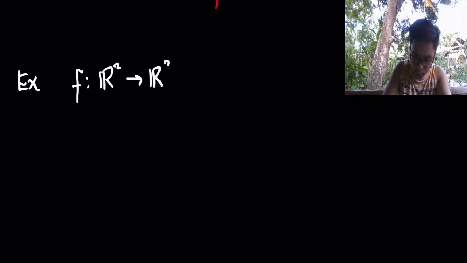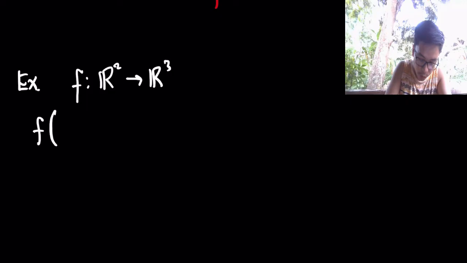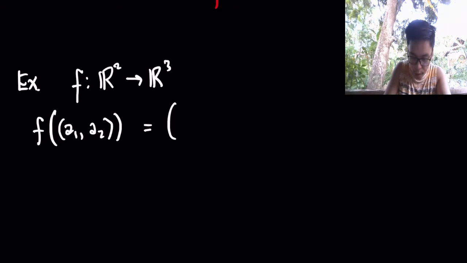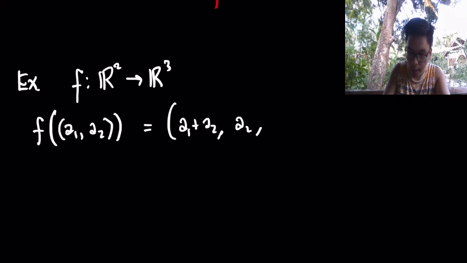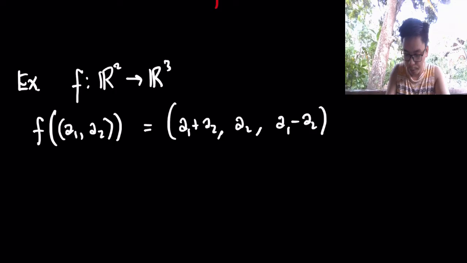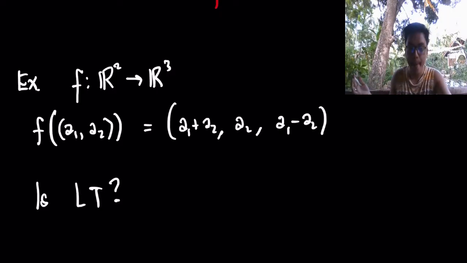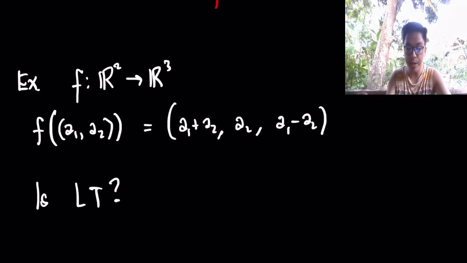That's it. Okay, so let's consider an example here. We define a function from R² to R³, and we define this in this way: (a1, a2) is sent to (a1 plus a2, a2, a1 minus a2). Okay, so is this a linear transformation? I want you to solve or prove whether this function mapping from R² to R³, defined in this way, is a linear transformation or not.